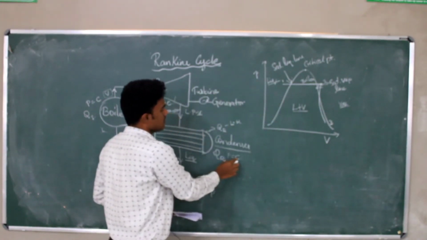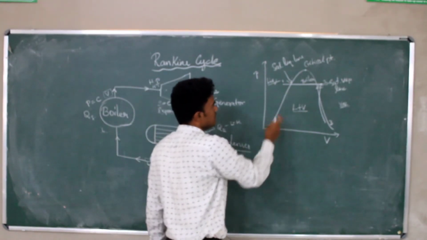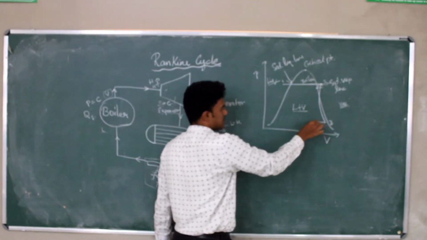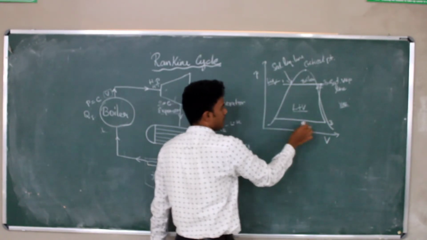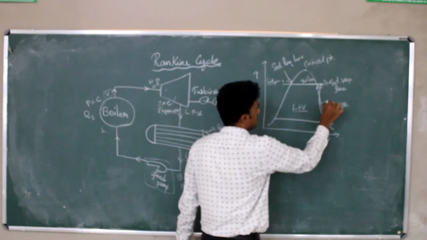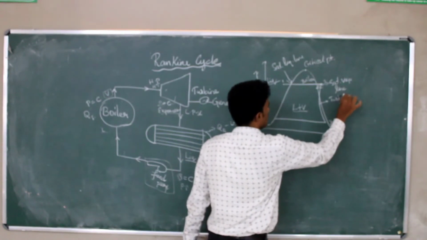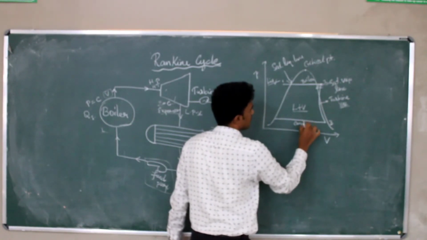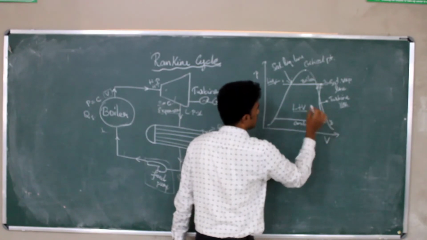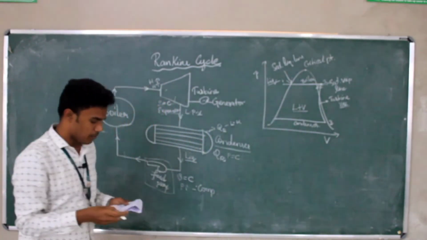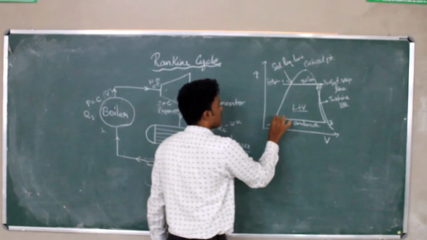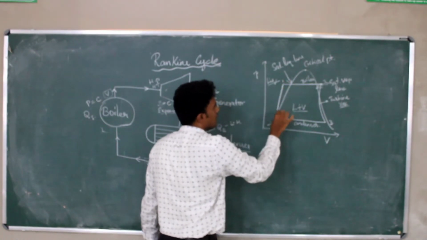The third process is constant pressure heat rejection. So this is actually the constant pressure line, and heat rejection is happening. This is the process occurring in the turbine, and this is the condenser. Okay. So up to this, the fourth point is plotted. So from here, the remaining process.